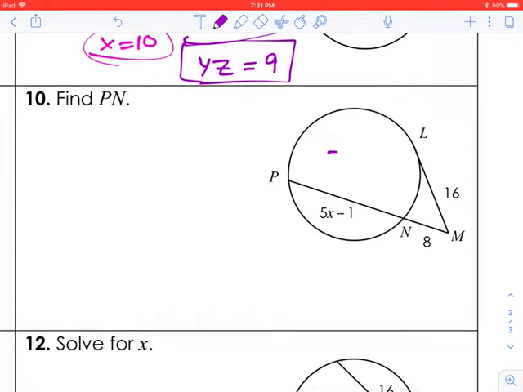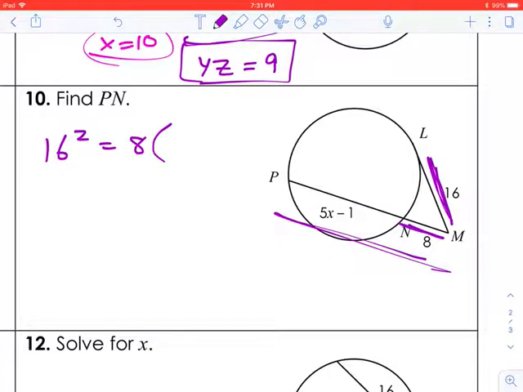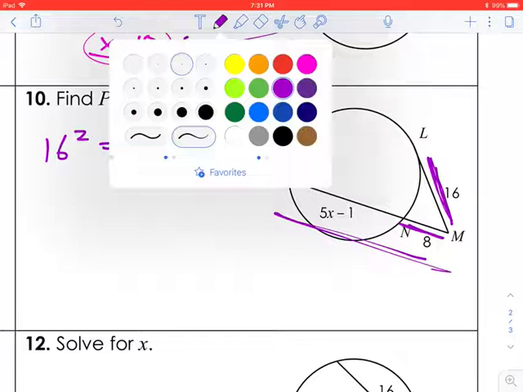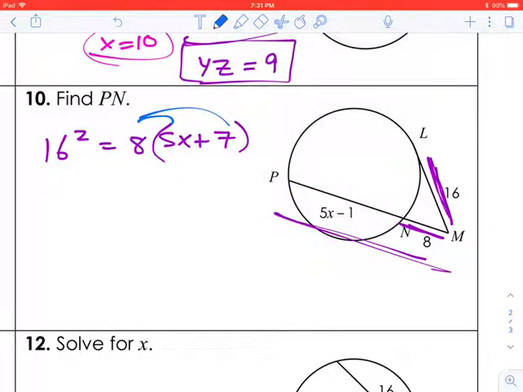This one we have a secant and a tangent. So remember, the tangent squared equals, same thing, the part times the whole thing. So the tangent part is 16 squared equals 8 times the whole thing. So 5x minus 1 plus 8 is 5x plus 7. And then I keep doing the same thing I've been doing, which is solving. So that's 16 squared, which is 256. Then 8 times 5 is 40x plus 8 times 7, which is 56.